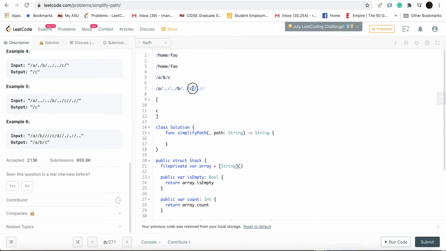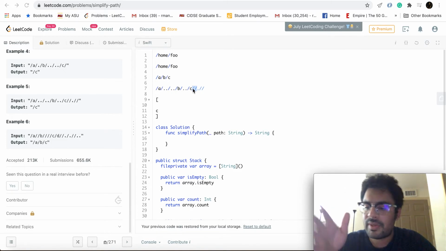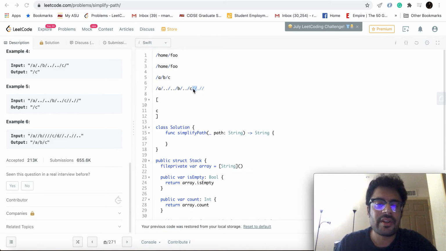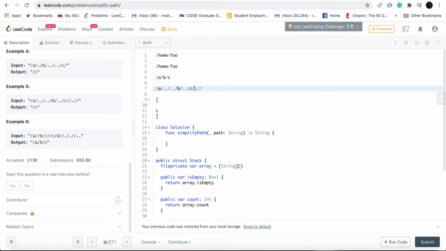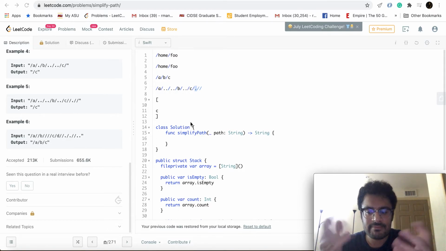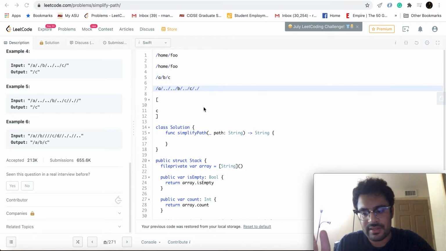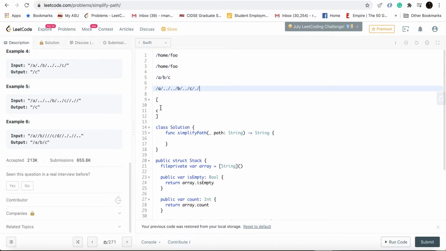Then we see a double period. Now, replace the double, it's not a double period, double forward slashes. Replace all multiple forward slashes by a single forward slash. We do that. Then we see a single period, which means stay on the current directory, which means don't touch the stack at all. And then we see multiple forward slashes. We replace them by a single forward slash, and then we don't see anything after that, so we stop processing this string. And then what we see in the stack is C, and that is what we need.